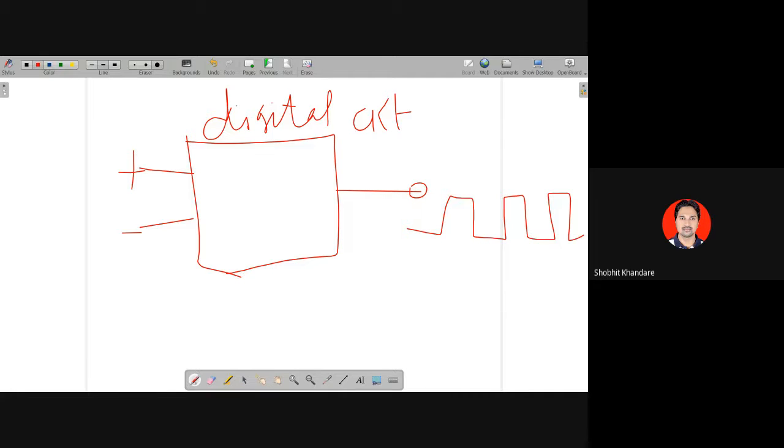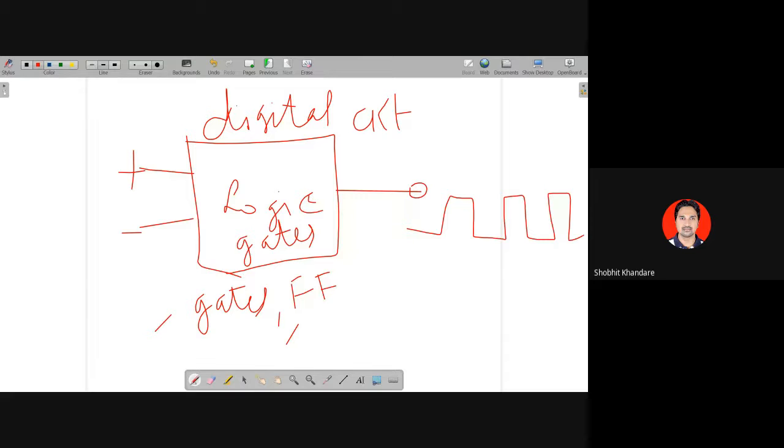So when you talk about the digital circuit, you have to understand that we have to see what digital circuit components are, which will give you the ones and zeros. Your digital circuit will consist mostly of logic gates. So it consists of gates. It consists of flip-flops. Okay. So these are the components which are mostly used in digital circuits.